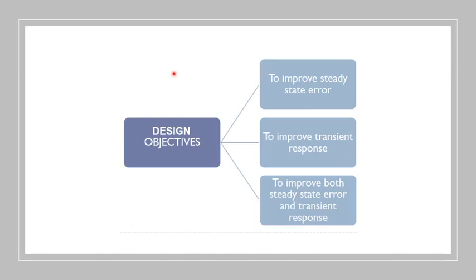In designing control system, there are three main objectives that we want to achieve. The first one is to improve the steady state error. So what does it mean to improve steady state error? We might want the system to have smaller steady state error or maybe zero steady state error. Second objective is to improve the transient response. What this means is maybe we want the system to have faster settling time or maybe smaller percentage overshoot. And then the third objective is the combination of the previous two, which is to improve steady state error and also the transient response.